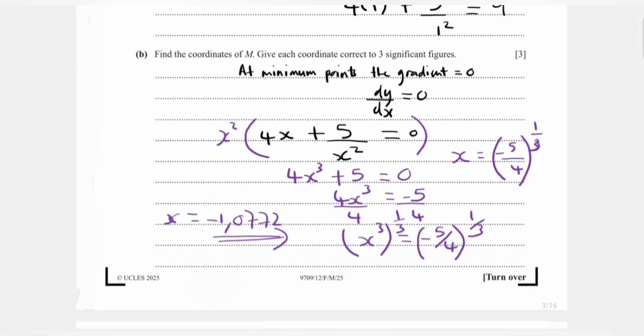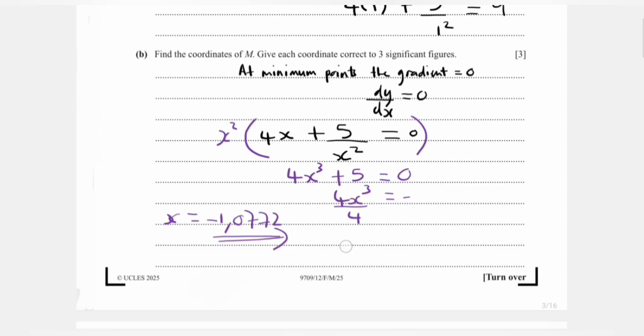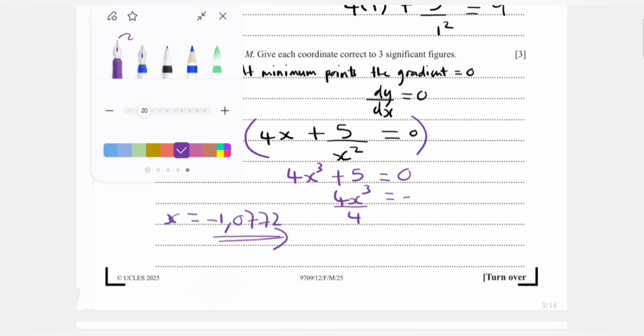And so let me just make a bit of space down here. Right.